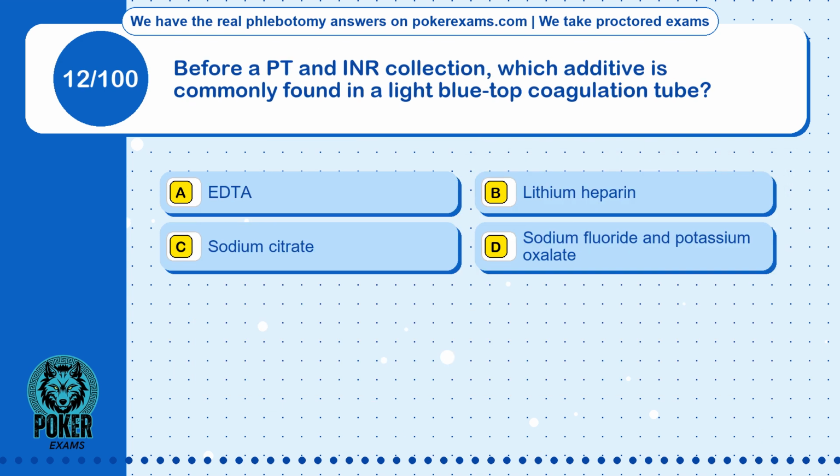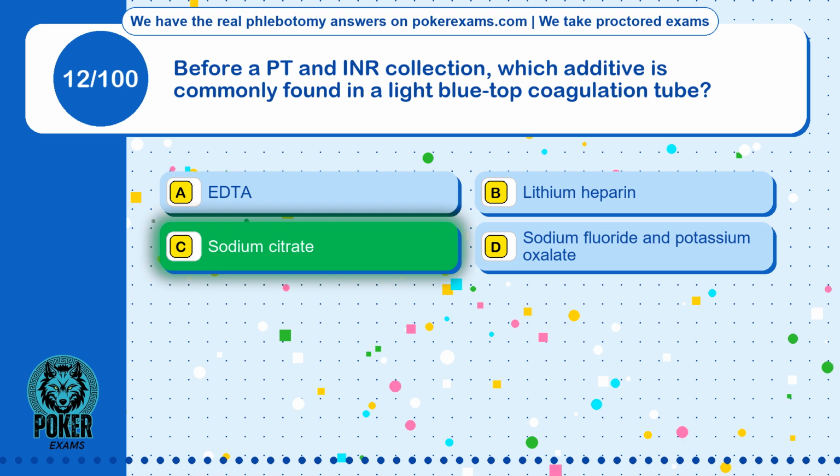Question 12. Before a patient INR collection, which additive is commonly found in a light blue top coagulation tube? Option A, EDTA. Option B, lithium heparin. Option C, sodium citrate. Option D, sodium fluoride and potassium oxalate.